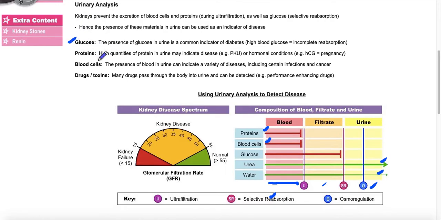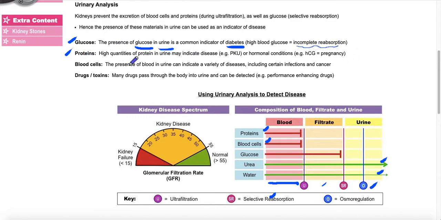So if a doctor finds a high level of glucose in your urine, this indicates diabetes. And this is because you have so much glucose in your blood, a higher proportion amount of glucose in your blood, that this glucose here does not get completely reabsorbed in the proximal and distal convoluted tubules. So you have a form of incomplete reabsorption.